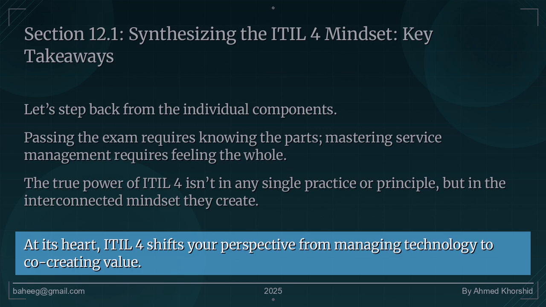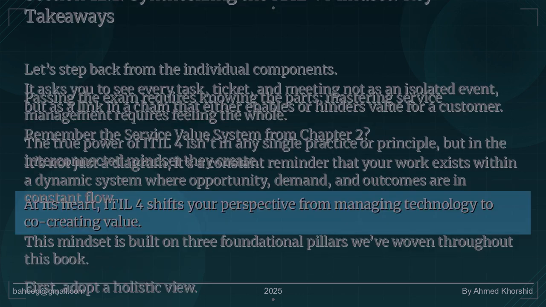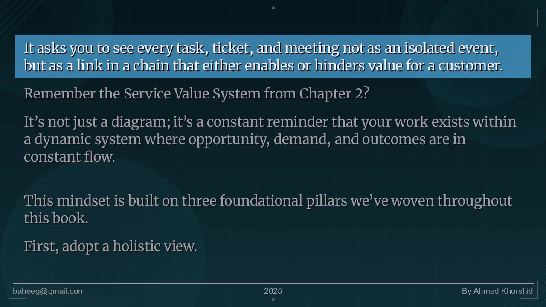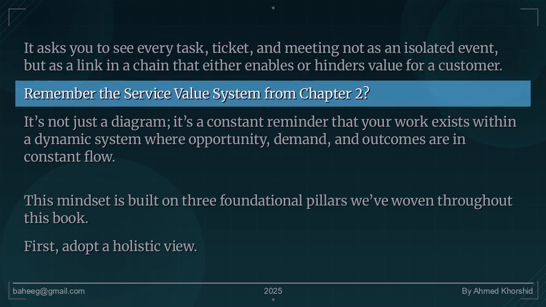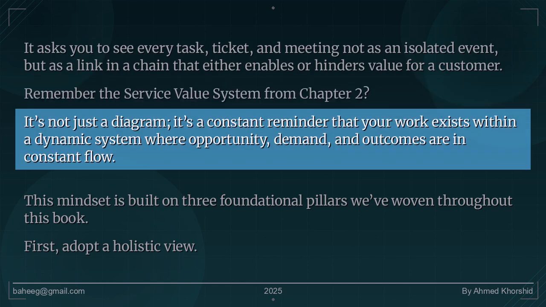At its heart, ITIL 4 shifts your perspective from managing technology to co-creating value. It asks you to see every task, ticket, and meeting not as an isolated event, but as a link in a chain that either enables or hinders value for a customer. Remember the service value system from Chapter 2? It's not just a diagram, it's a constant reminder that your work exists within a dynamic system where opportunity, demand, and outcomes are in constant flow.